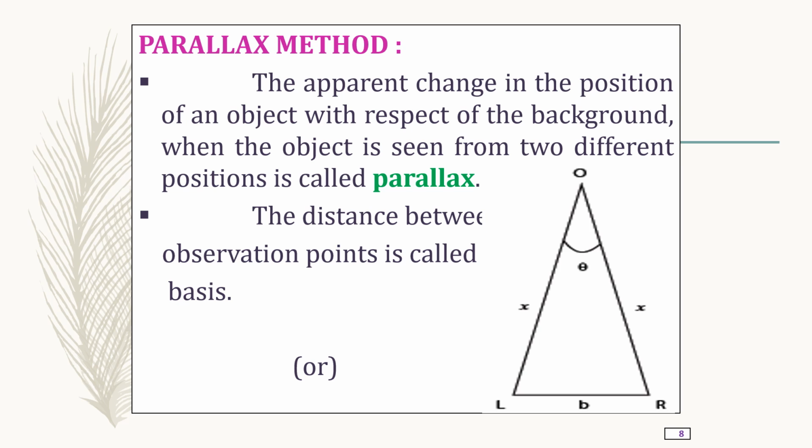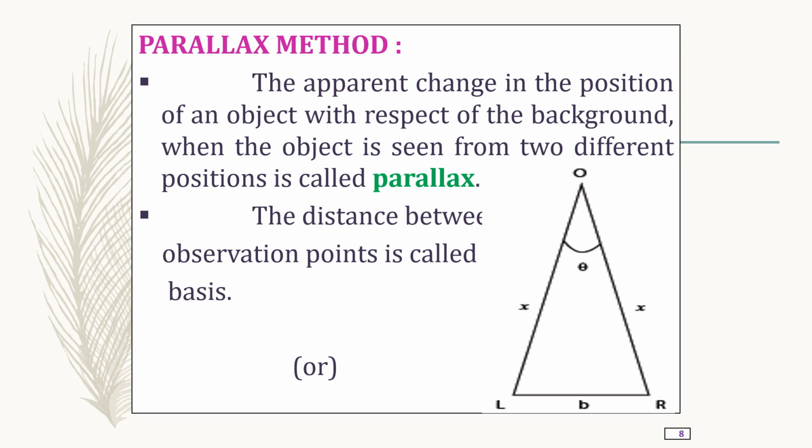Now we can say an observer is specified by the position O. The observer is holding a pen before him against the background of a wall. The pen is looked at first by our left eye L and then by our right eye R, closing the other eye when seeing the pencil. The position of the pen changes with respect to the background of the wall. The shift in the position of an object when viewed with two eyes, keeping one eye closed at a time, is known as parallax. The distance between the left eye and the right eye in this case is the basis.